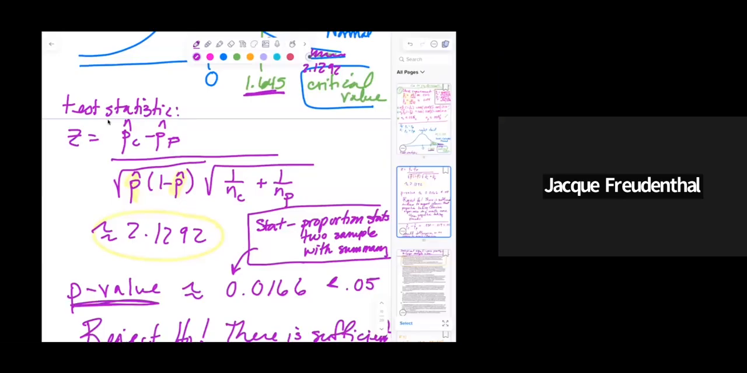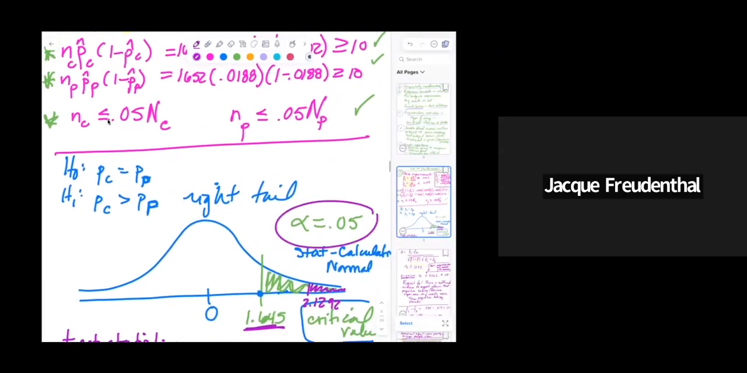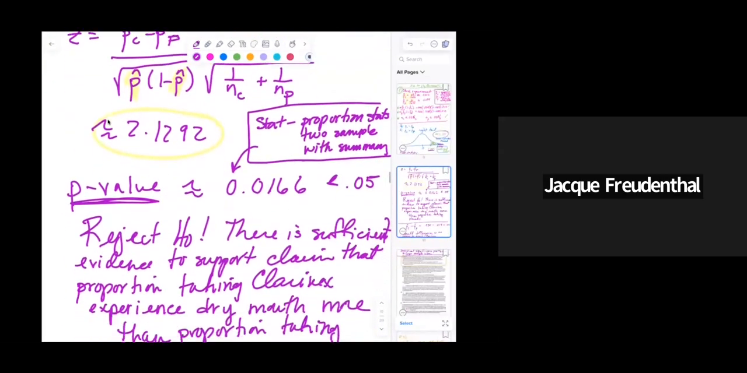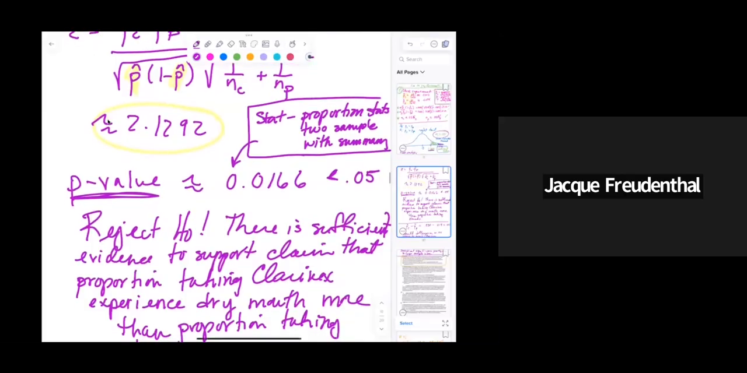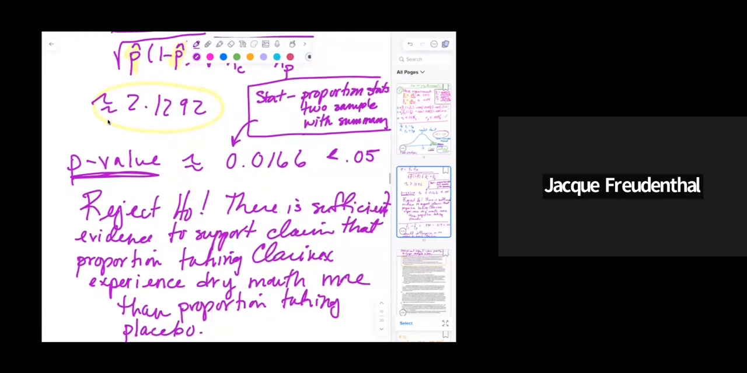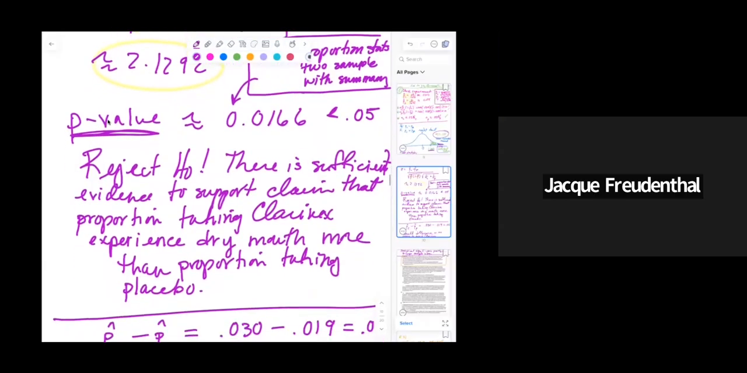Okay, so we calculate the p-value with technology, and we get approximately 0.0166, which is smaller than my alpha level. Okay, we're testing at a 5% alpha level. So since it's smaller, we do reject the null hypothesis. There is sufficient evidence to support the alternative, which is the claim that the proportion taking Clarinex experienced dry mouth more than the proportion taking the placebo.